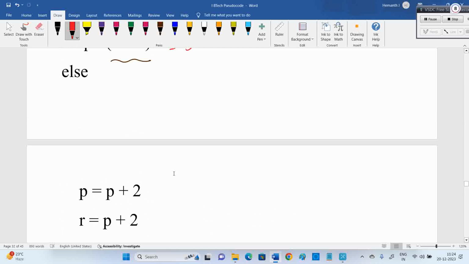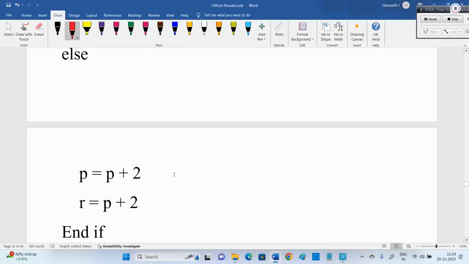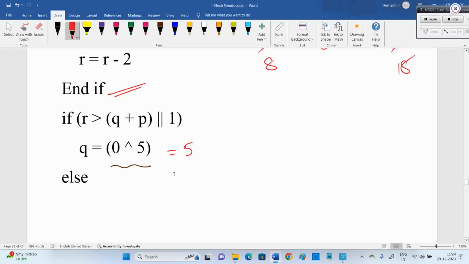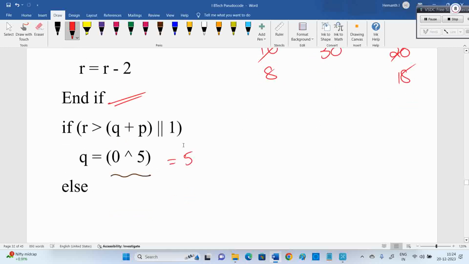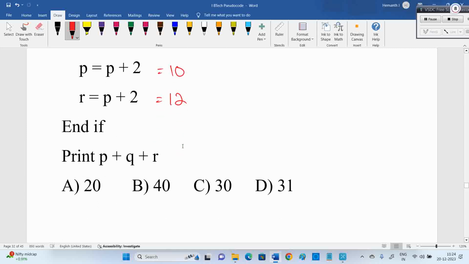Other thing is what? Suppose that if is failed. If is failed, P equal to P plus 2. What is P already? 8. P plus 2 means 10. P becomes 10. R equal to 12. 10 plus 2, 12. Now P plus Q plus R: P is 10, Q is 30 here. 10 plus 30, 40 plus 12, 52. Is that there in the options? No, means 31 is the answer.